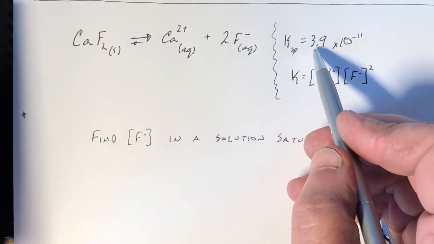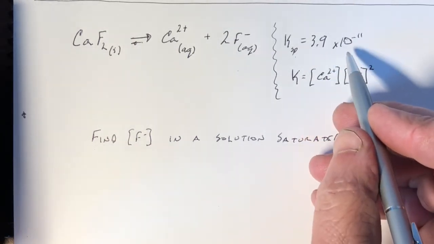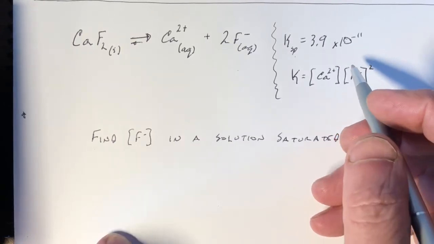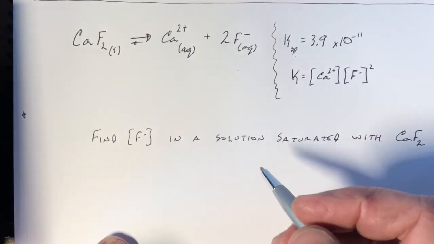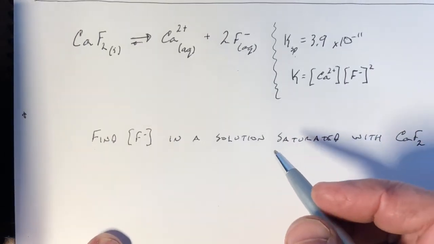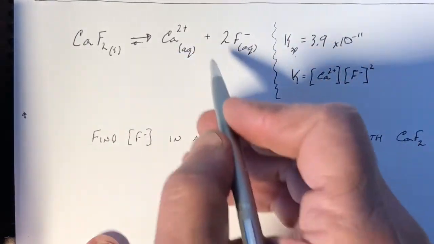Numerically, that's 3.9 times 10 to the minus 11th. That's typical of KSPs. They're very, very low numbers, but that's very important. That's how minerals form, that's how your teeth form, based on some of these solubility properties. All right, we do that same ICE box thing where we figure out what goes on.